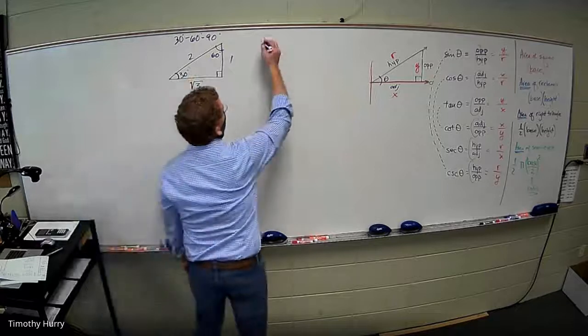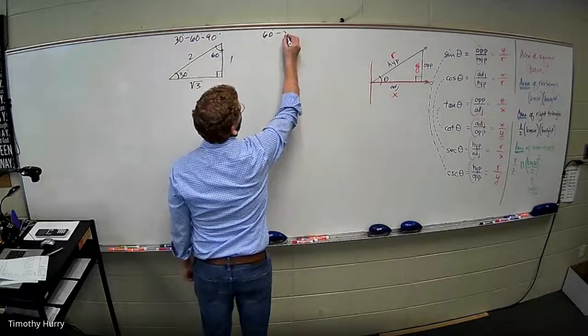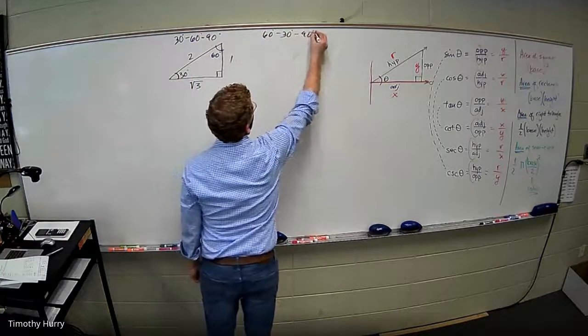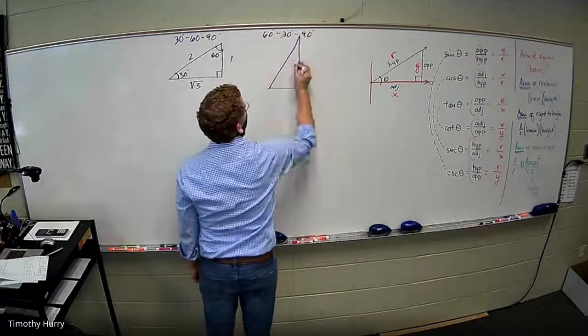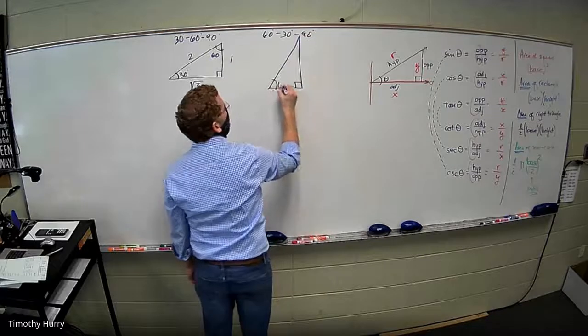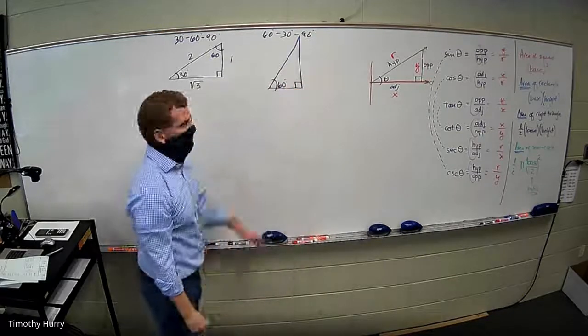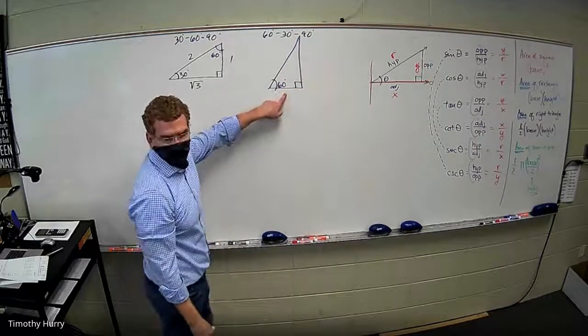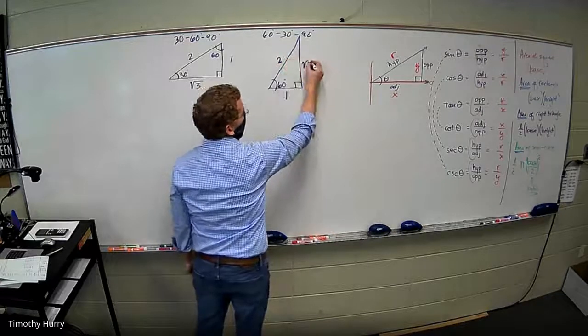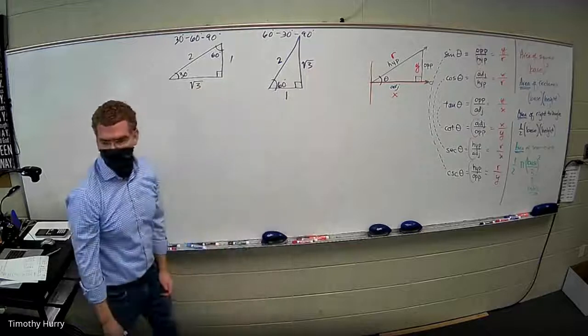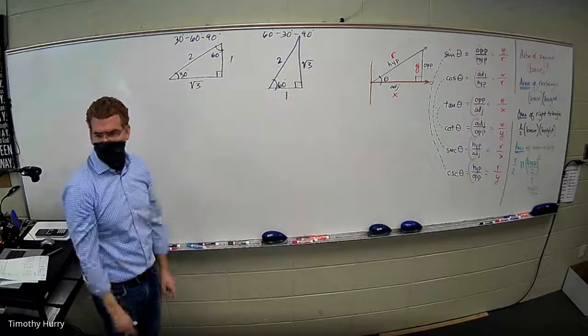Is that really any different than a 60, 30, 90? No, except the 60, 30, 90 is kind of sitting up a little taller. All right? That would be the 60. Then this would be the 1. The hypotenuse would be the 2. And that would be a root 3. So really the same thing, but just turned on its end.